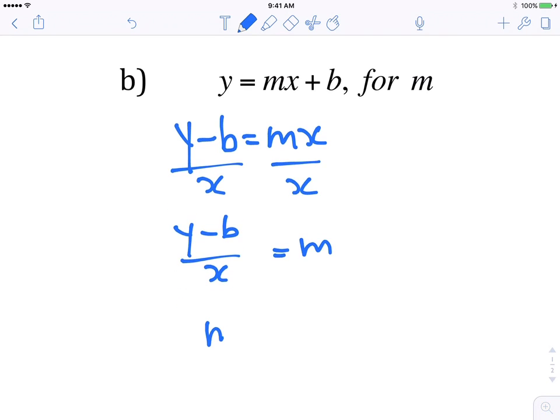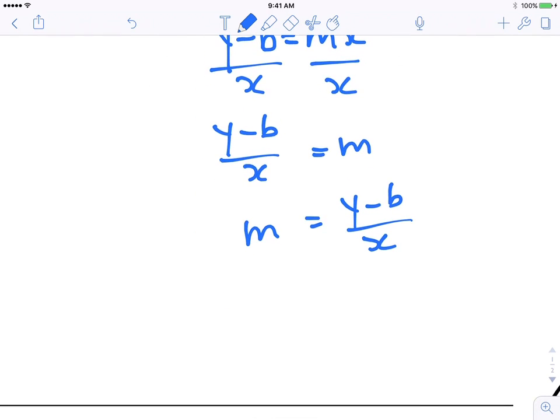You can write it this way if you prefer, m equal y minus b over x, and that would be the same thing. Either way, whatever makes you feel comfortable.